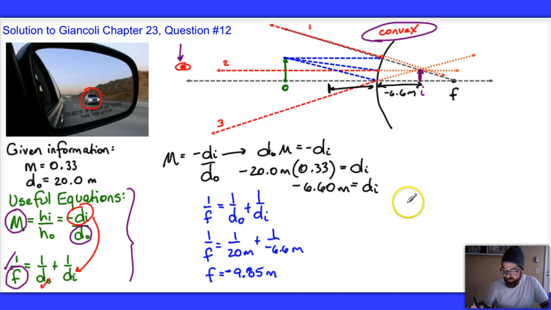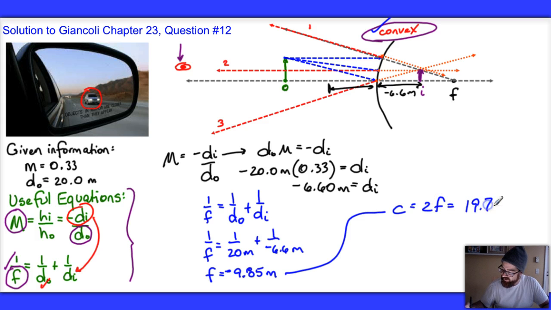Now, negative 9.85 meters, why is it negative? It's negative because this is convex, and by definition, the focal point of convex mirrors, the focal length, is negative. This isn't my answer, though. The question was asking for what the center of curvature is, so I should recognize that the center of curvature is 2 times the focal length, which is going to give me 19.7 meters. And that's what was being asked for in this particular problem, and that's the answer to question number 12.